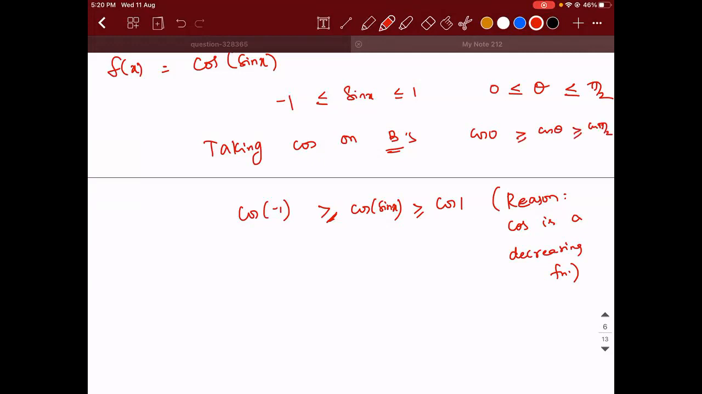Because if you look at the table of cos, what will happen? Cos 0 is 1, cos 90 is 0. So the values decrease from 1 to 0. That is why the inequality will change. Are you guys able to understand this point? Yes, sir. So please be careful with that, okay?